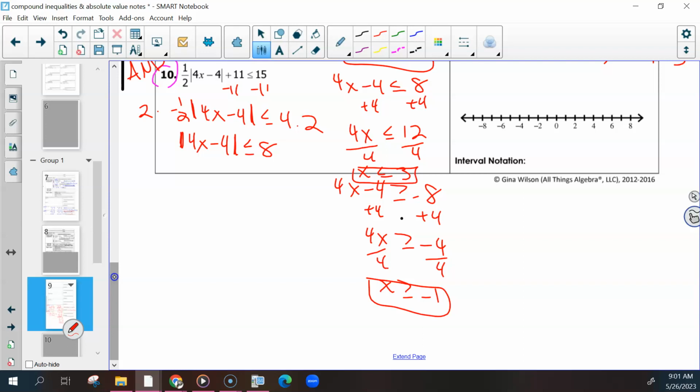So again, because this is an and, you should have them going towards each other. So starting at negative 1, ending at 3, with a line in between. But if you needed to graph everything to make sure, x is less than or equal to 3 would be closed to the left. X is greater than or equal to negative 1 would be closed to the right. And you can see where they overlap, between negative 1 and 3.